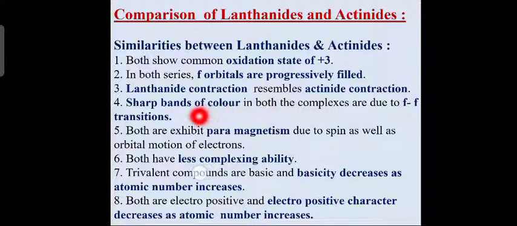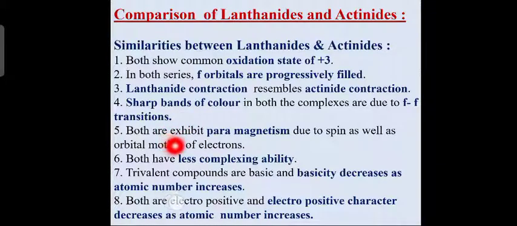Sharp bands of color in both the complexes are due to f-f transitions. You will find sharp bands of color in both the complexes. How do you get sharp bands of color? Due to f-f transition. What do you mean by f-f transition? Electrons from one of the f orbitals are excited to another f orbital, and then come back to the original position. So you will get sharp bands.